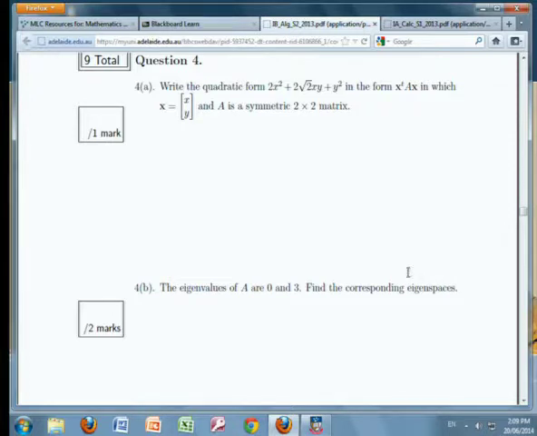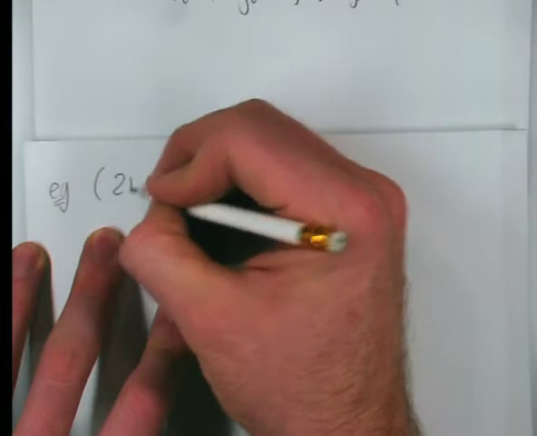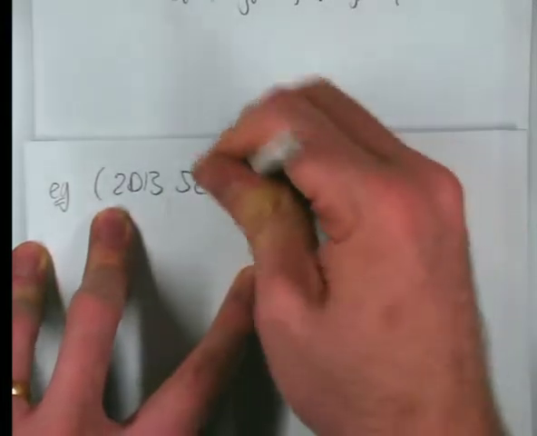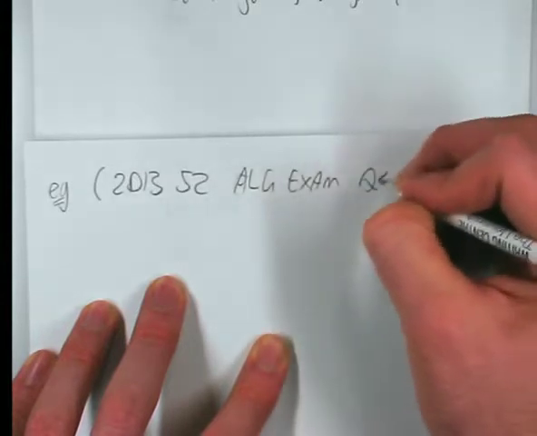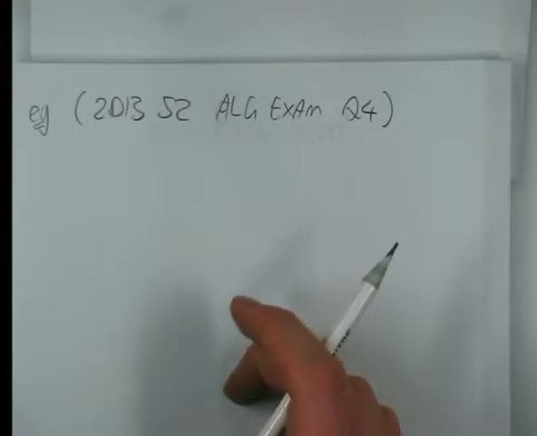Okay, cool. So my example will be this example. This is the 2013 semester 2 algebra exam, question 4. It says write the quadratic form in the form x transpose Ax, in which A is that. So I'm just going to use the example there and run with it and not necessarily do the actual exam question, just so that you can see how you would do the whole thing.